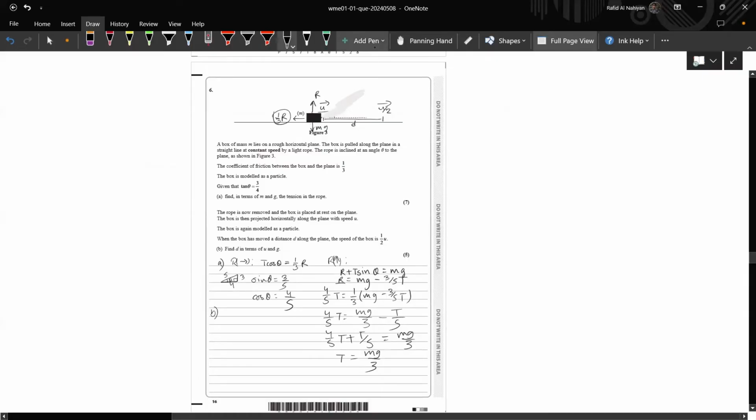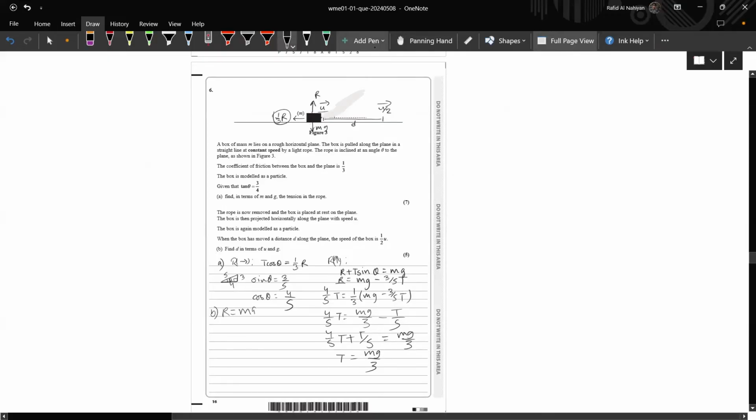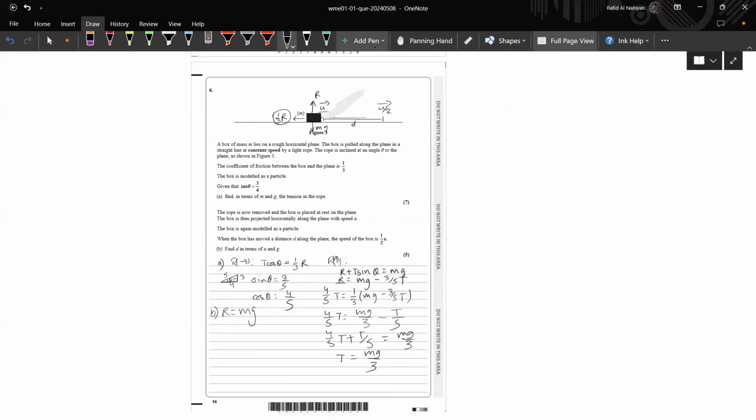First of all, let me find the normal reaction force. The normal reaction force is just going to be equal to mg, because I know the only downward force acting on the box is its weight. So the force required to keep it steady in the vertical direction is going to be the same as the weight. So that's going to be mg, and therefore the friction is going to be 1/3 of mg.